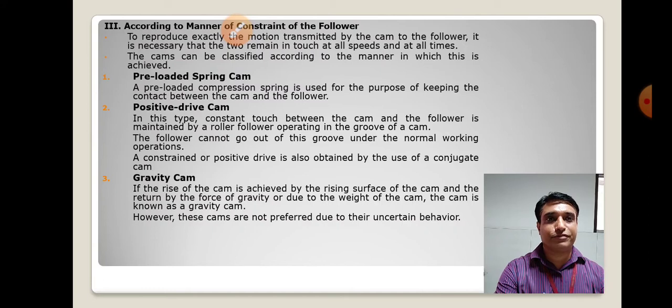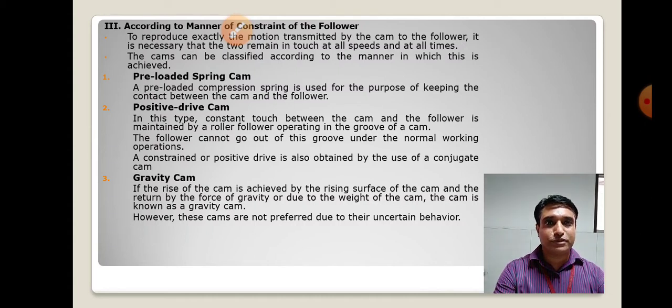Now the third classification of cam is according to the manner of constraint of the follower. In this section, we have three categories of cam. First one is preloaded spring cam. Second one is positive drive cam. And third one is gravity cam.